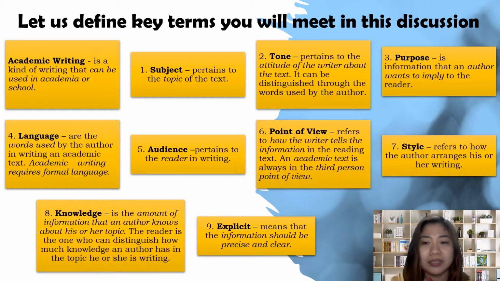Number 7, style. Style refers to how the author arranges his or her writing. Number 8, knowledge. Knowledge is the amount of information that an author knows about his or her topic. The reader is the one who can distinguish how much knowledge an author has in the topic he or she is writing. Number 9, explicit. Explicit means that the information should be precise and clear.